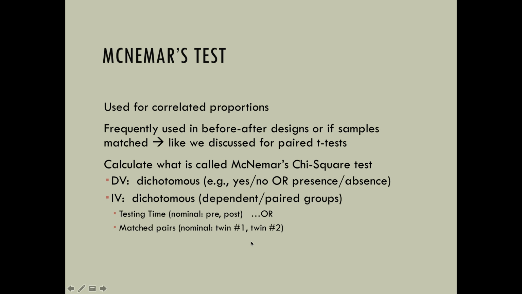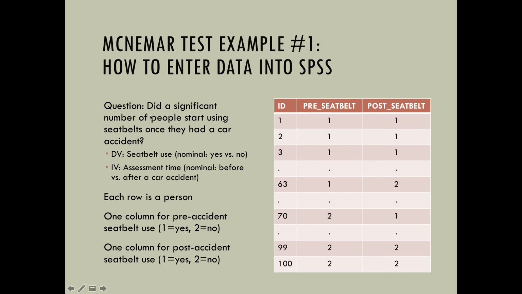Does that make sense? So the only difference between the McNemar's and the chi-square is that both variables can only be dichotomous, so they can only have 2 values in their categories, and the IV has to be a paired grouping. So you enter this the same way you would enter the data for a chi-square. Each row is one individual.